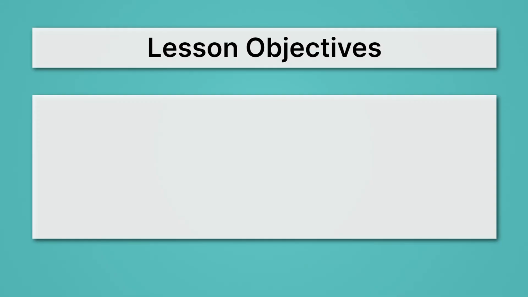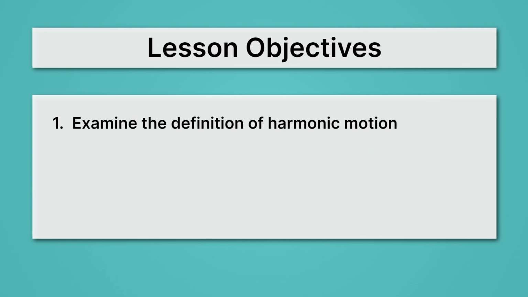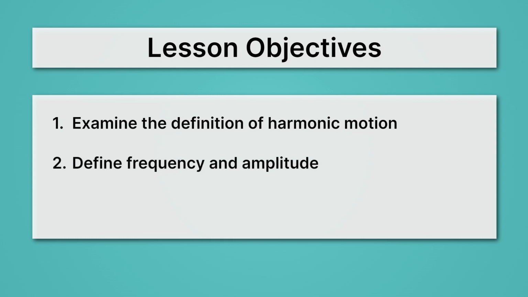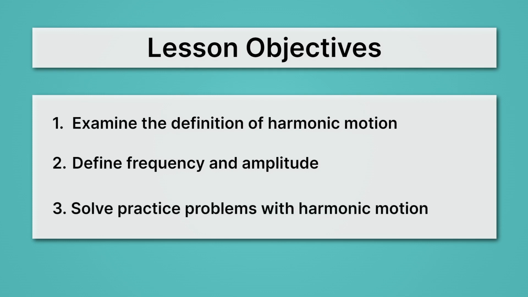Let's begin by reviewing our lesson objectives. First, we'll examine the definition of harmonic motion. We'll figure out just what this thing is. Then we'll define frequency and amplitude, which are two important properties that describe harmonic motion. And lastly, we'll solve practice problems with harmonic motion so you get really good at this stuff. All right, first up, what in the world is harmonic motion?